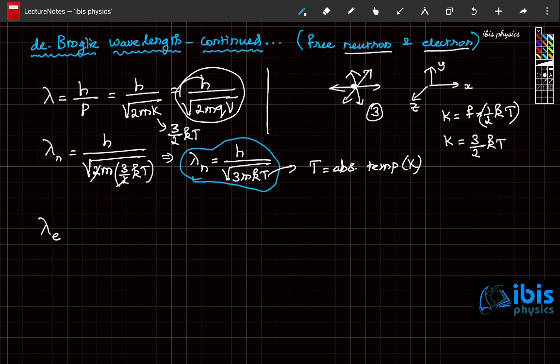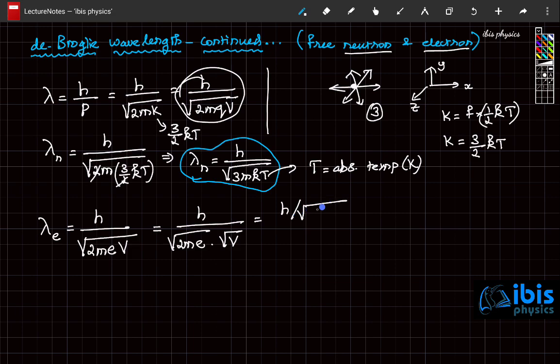If an electron is accelerated by V potential difference, what happens to the de Broglie wavelength of the electron? h divided by square root of 2m Q, where Q is the charge. We know that the electron's charge is e and the potential is V. I'm going to give you two versions of the formula, which are useful in two different conditions. This can be written as h divided by root over 2me into square root of V. Like that we can separate, which means I take this up: h divided by square root of 2m into electronic charge e, divided by square root of V.